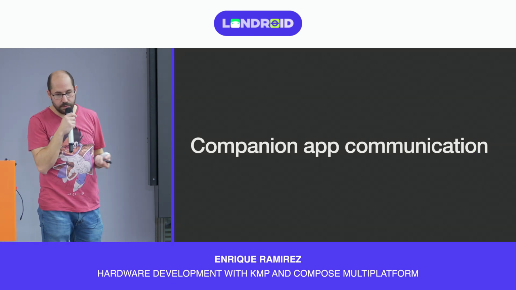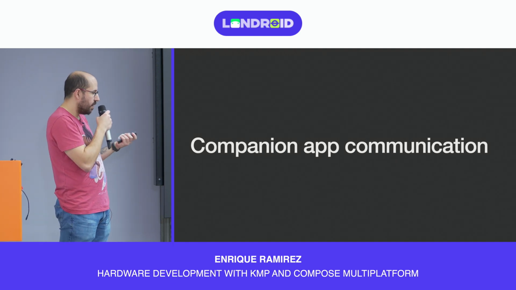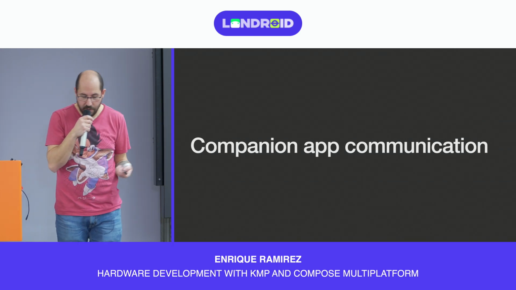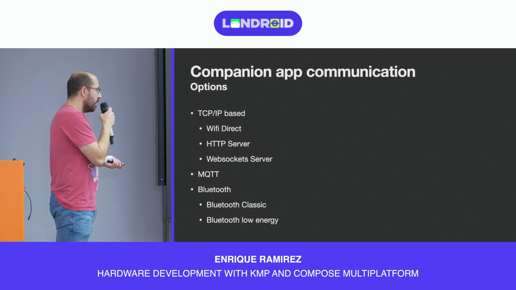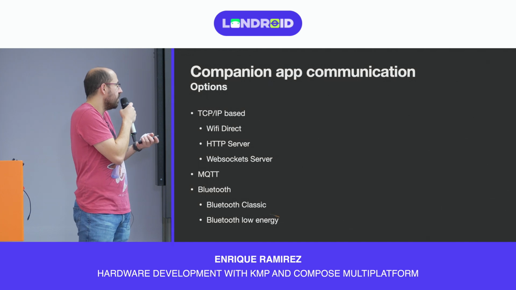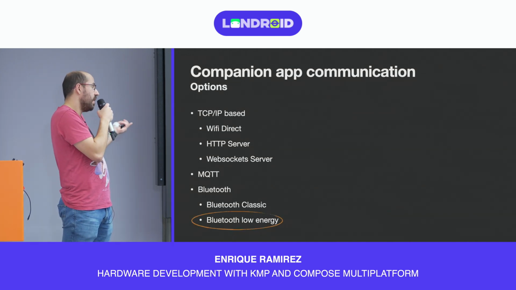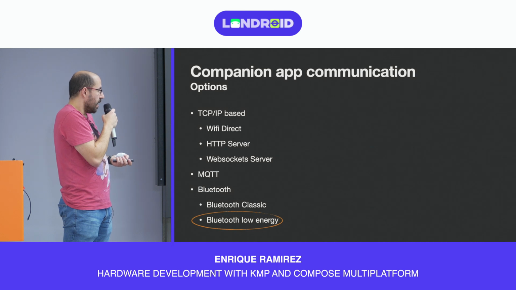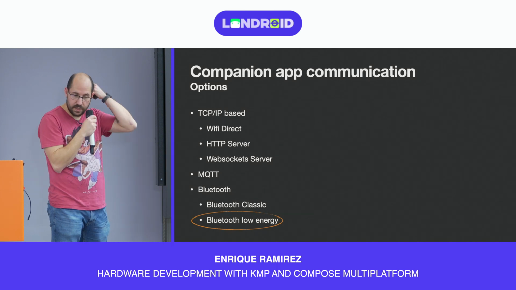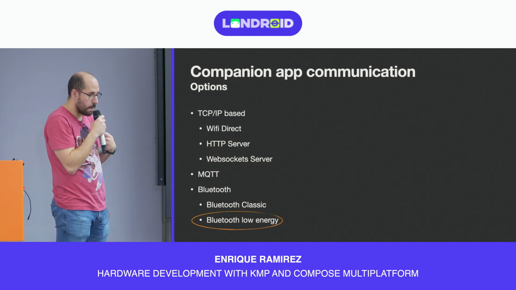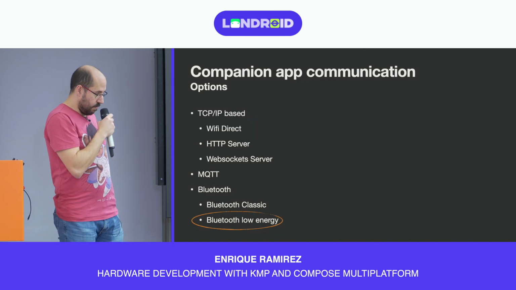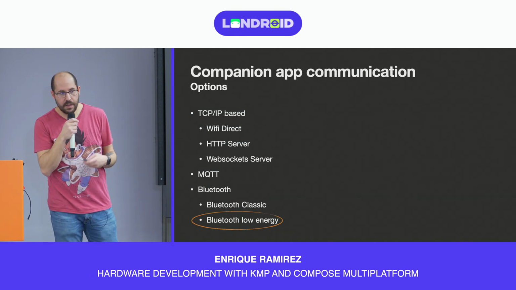So once that was working, I started thinking, let's add some communication in case we want to add a companion app. So what options do we have? We either have TCP/IP based options or MQTT if you are into that kind of thing. But we also have Bluetooth, and specifically Bluetooth Low Energy is a nice protocol that lets you create some way of accessing your hardware in a very nice way.